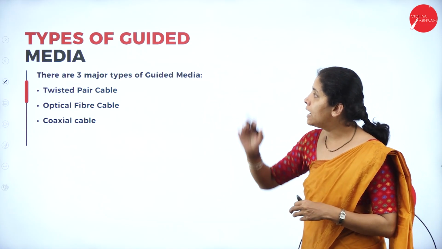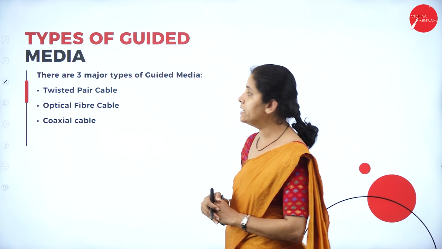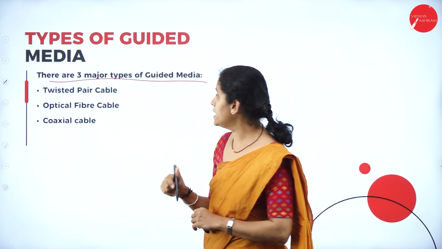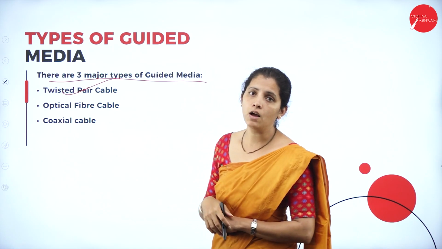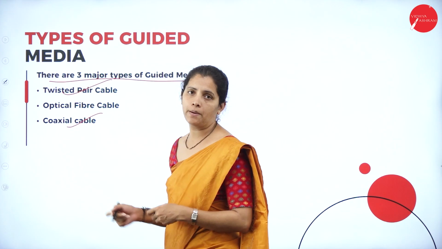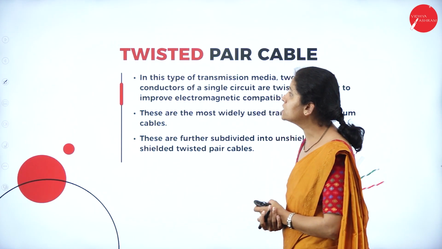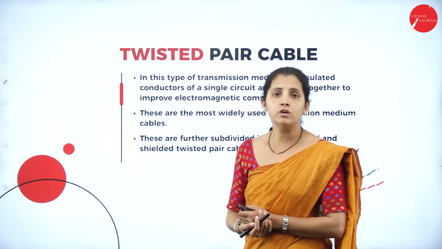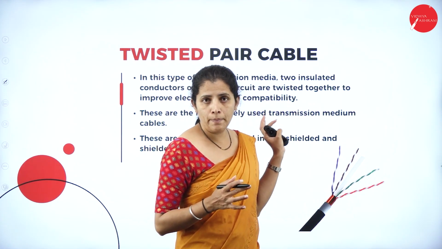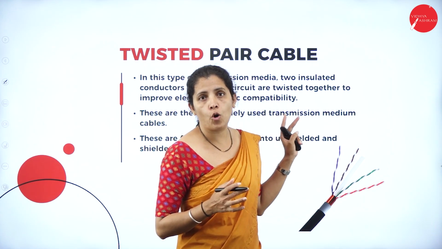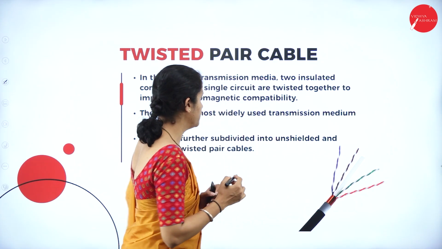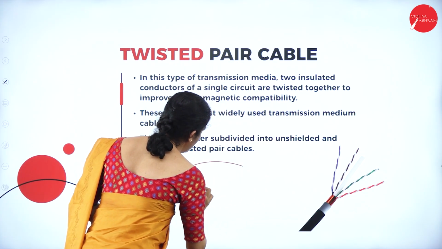Now, if I consider the types of guided media, guided media are mainly categorized into three types: twisted pair cable, optical fiber cable and coaxial cable. Now let me discuss twisted pair cable. So dear student, as the name itself indicates, this cable is made up of copper wires and the wires are twisted with each other. Now let me draw the wire here.